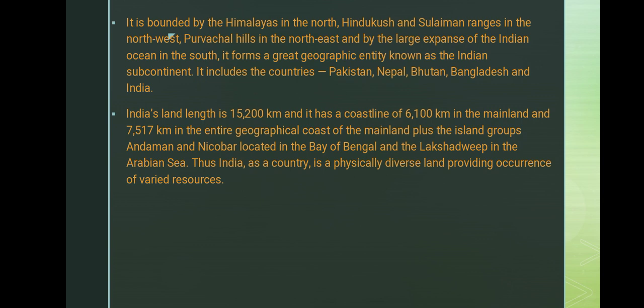India's land length is 15,200 km and it has a coastline of 6,100 km in the mainland and 7,515 km in the entire geographical coast of the mainland, plus the island groups Andaman and Nicobar located in the Bay of Bengal and the Lakshadweep in the Arabian Sea. Thus, India as a country is a physically diverse land providing occurrence of varied resources.